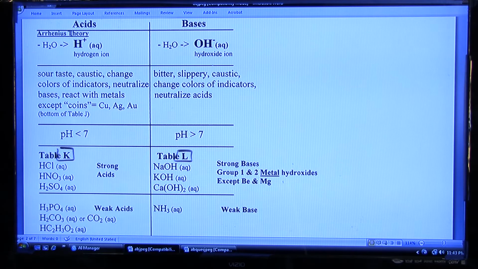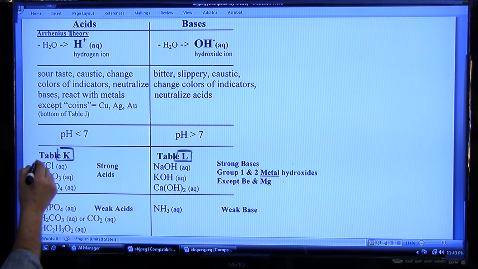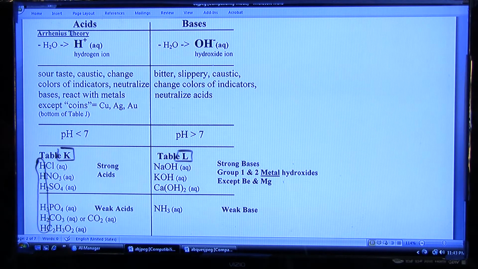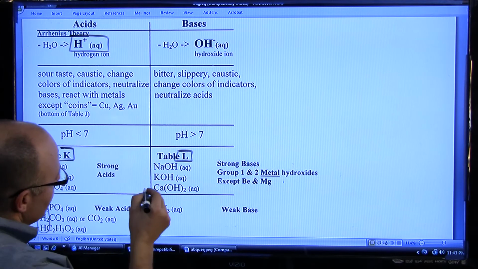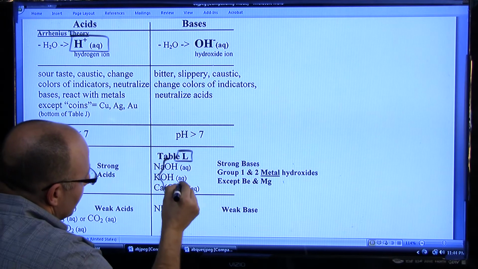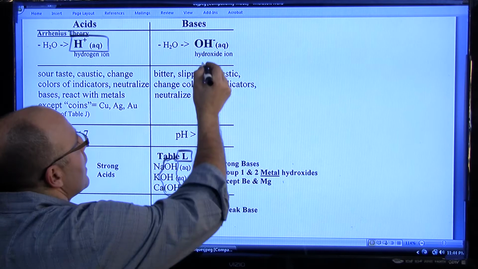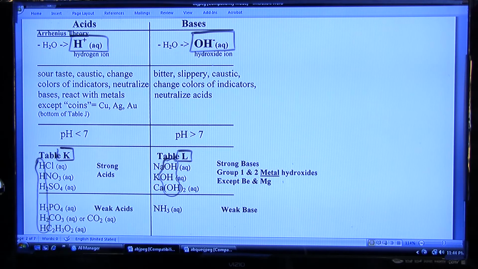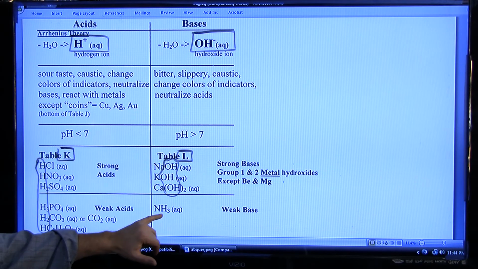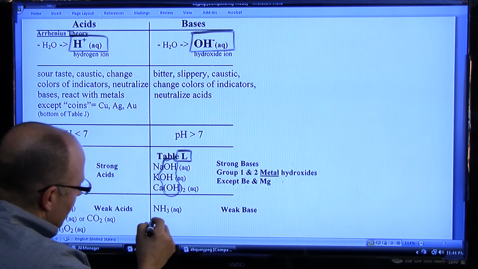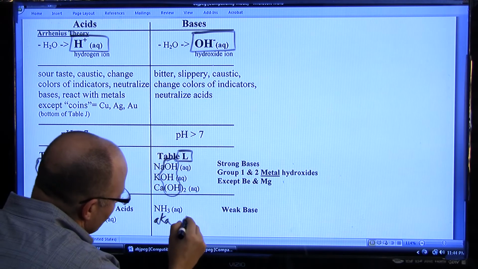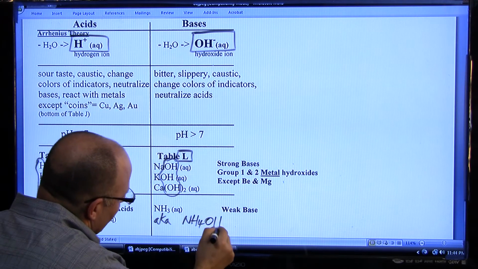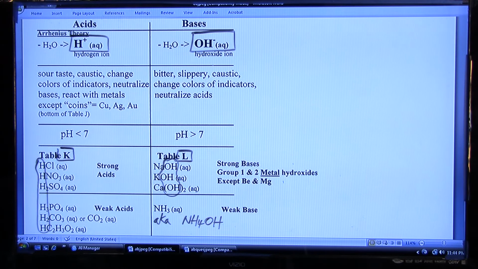And what all the acids have in common, as you can tell from their formula, is that acids produce hydrogen ions in water, H+ aqueous. And what the bases have in common, as you can tell from their formula, looking at table L, is that they produce hydroxide ions in water. Now the NH3 happens to be a weak base, and you might be wondering how you are going to get an OH out of here. But the NH3 is also known as, aka, ammonium hydroxide. And how that occurs we'll discuss later on.